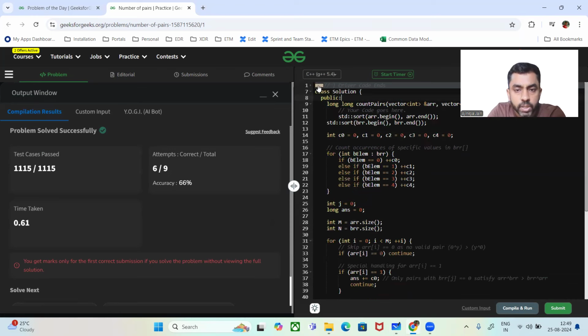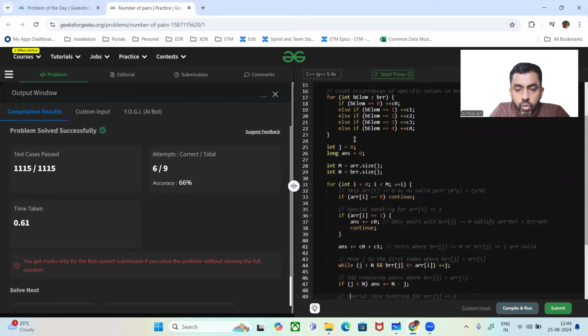Okay, let's quickly see the C++ code as well. So here is the C++ code. We are going to sort the array first. We are going to take the count of zeros, ones, twos, threes, and fours from the second array, for the exception which we have seen. And then what we are going to do? For the x element, if it is 0, we are simply going to continue. There cannot be an answer. When x equal to 1, we are going to increment the answer with the count of zeros from the second array.